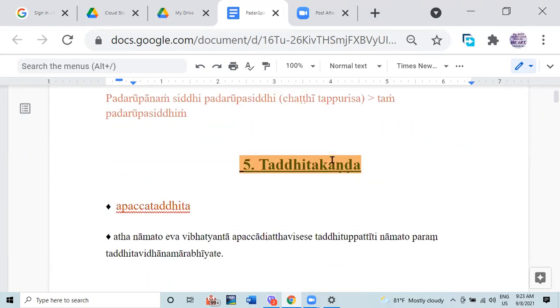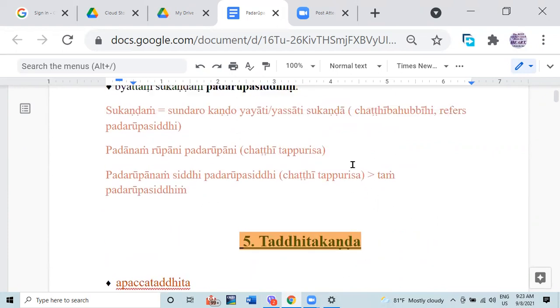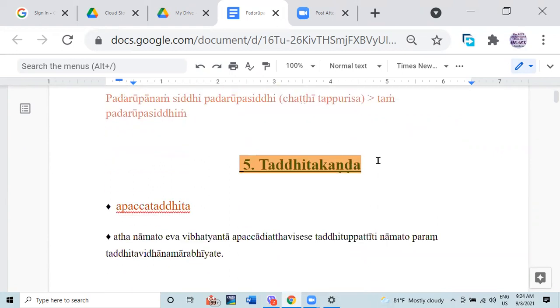Today, let's move to Taddhitakaṇḍa. Do you all agree? Yes, Sayadaw. Okay. We should move to Taddhitakaṇḍa, or already this third class now.